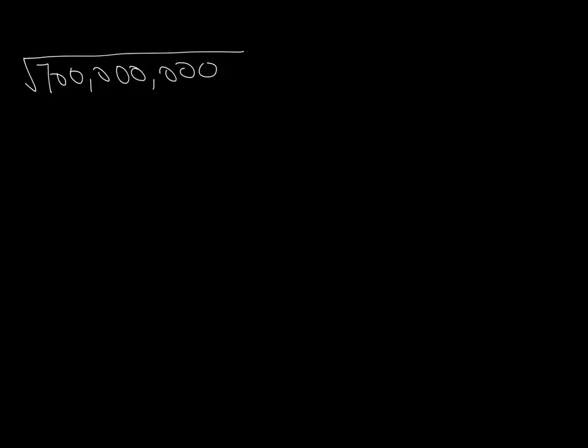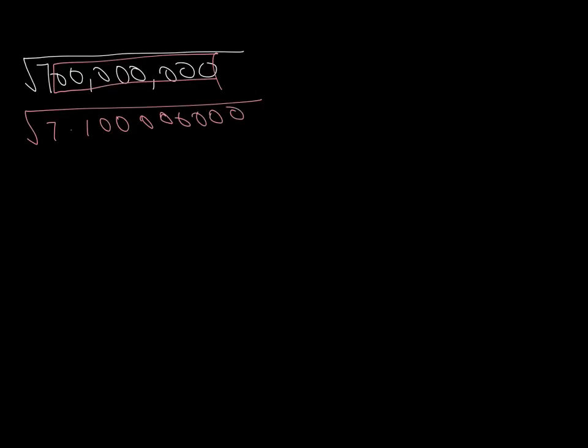Okay, there I have 8 zeros, so that's good. So I can go square root of 7 times 1, 2, 3, 4, 5, 6, 7, 8 zeros. Okay, 7 times 100 million. I can take the square root of 100 million and get 10,000. And I can't do anything with the square root of 7, so I'm done.